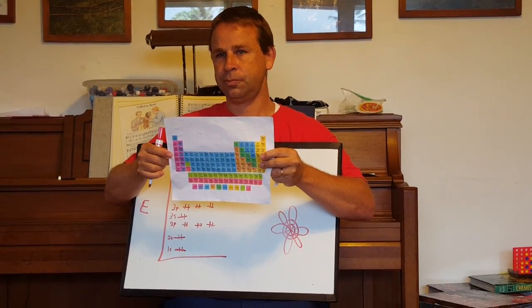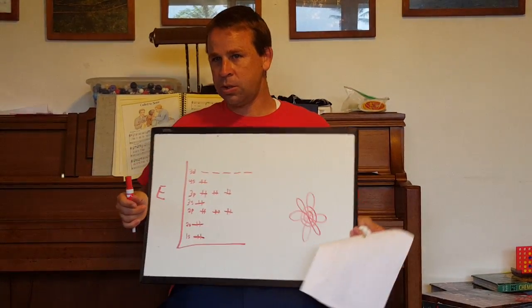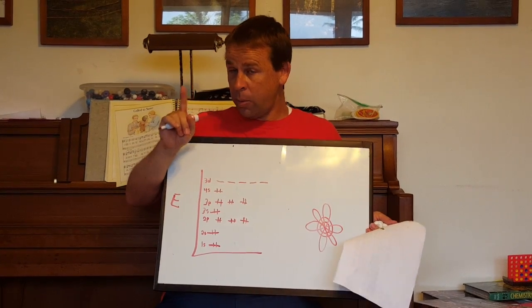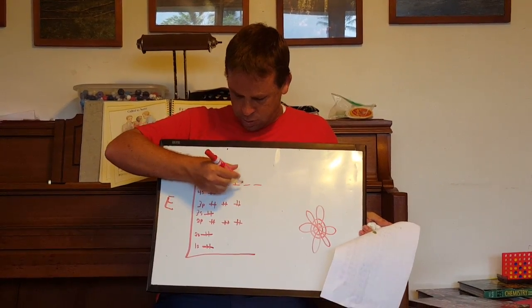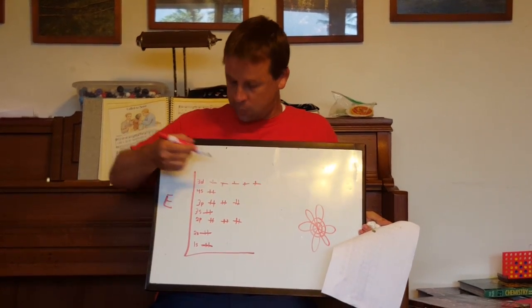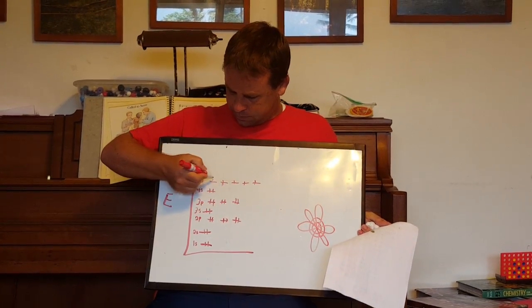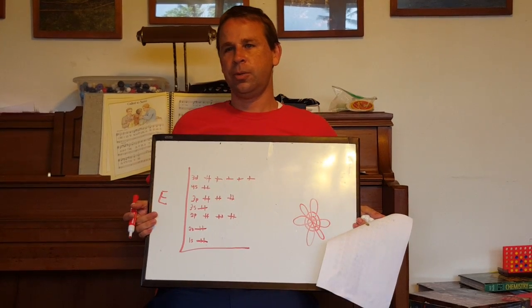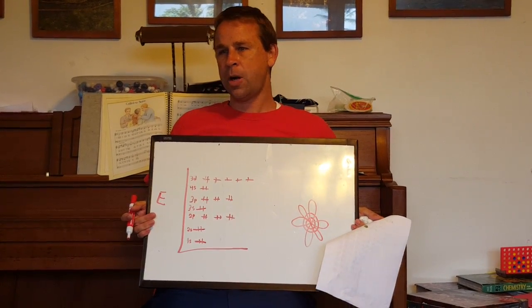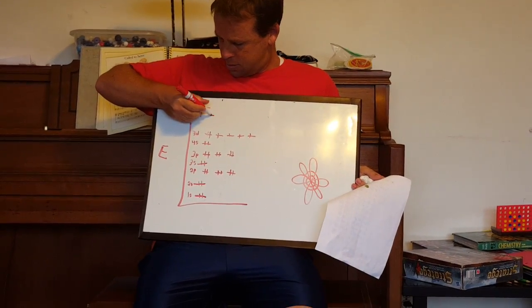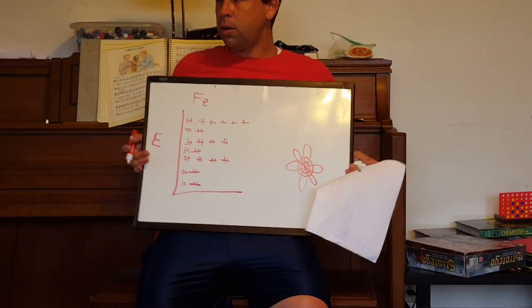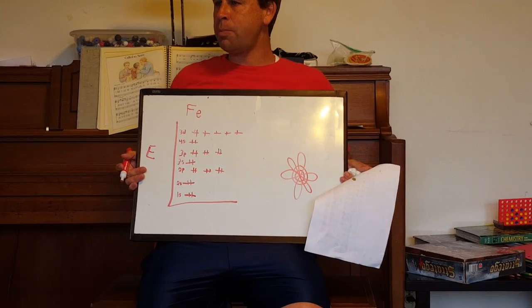1, 2, 3, 4, 5, 6. Remember how we fill orbitals? We have to fill them like this: 1, 2, 3, 4, 5. But then the sixth one goes where? Back into the first. Okay. That's iron. Ta-da! We made a diagram that represents iron.